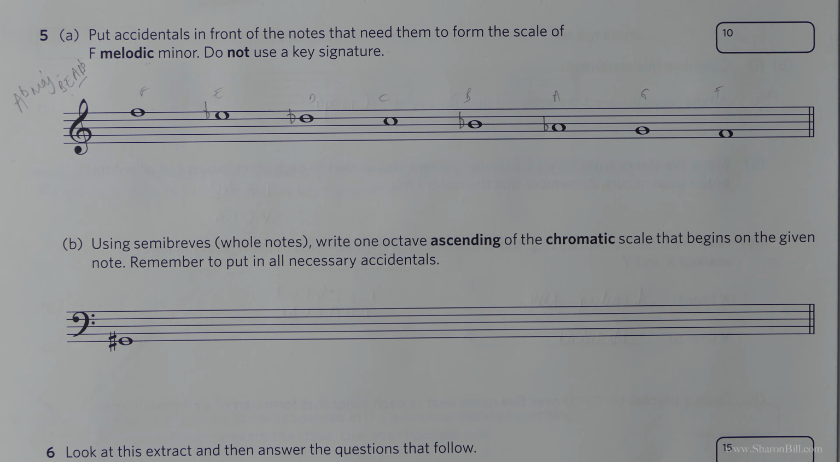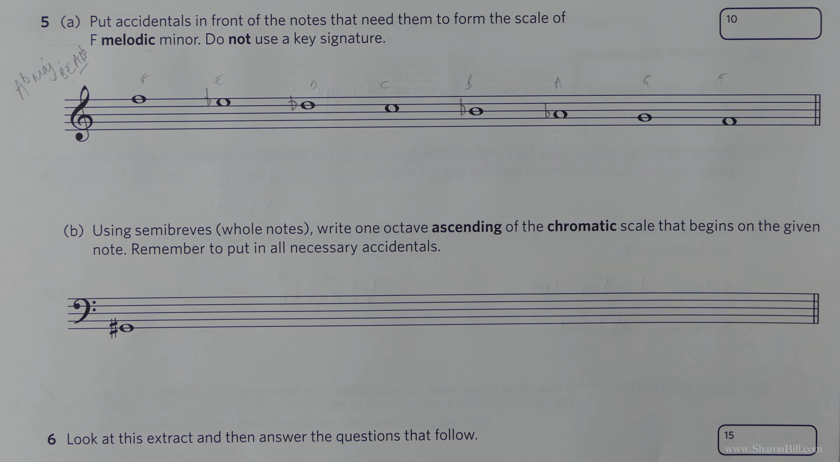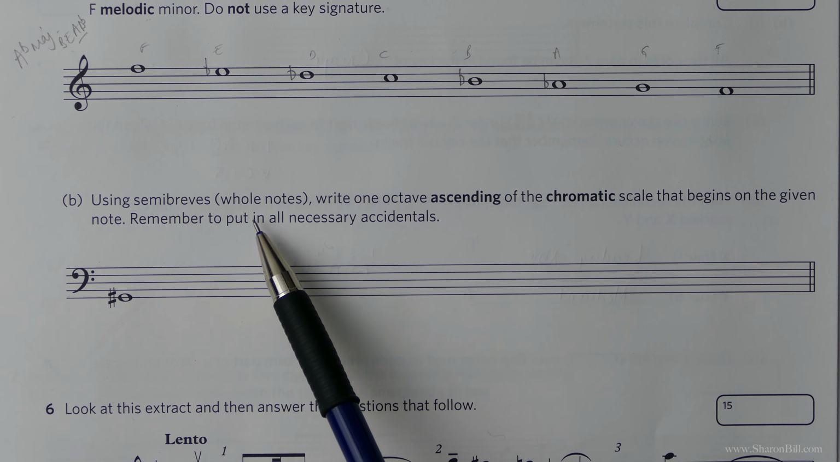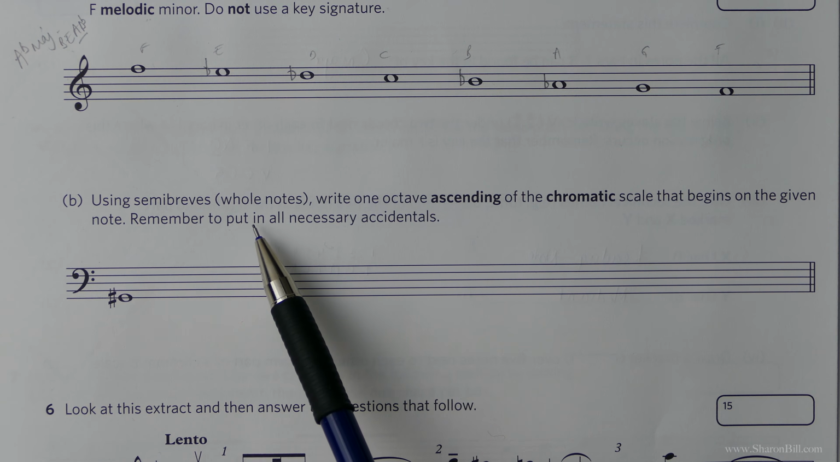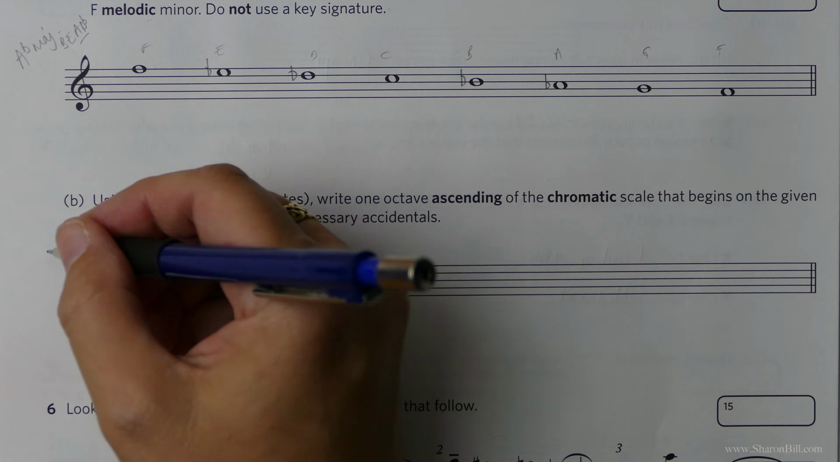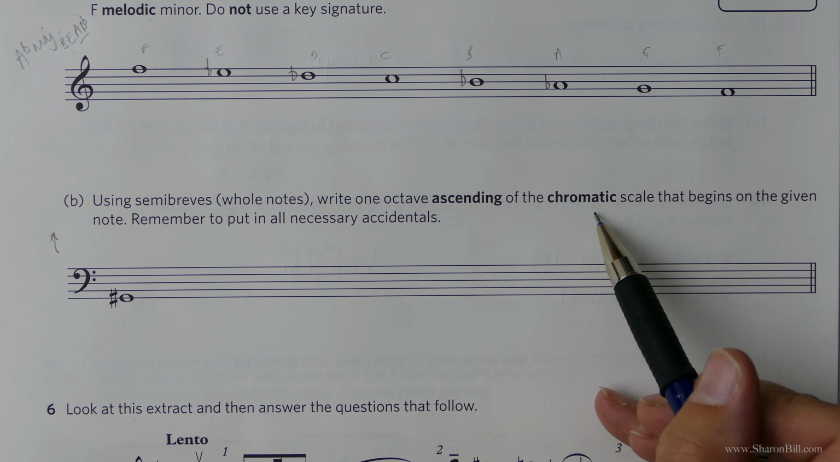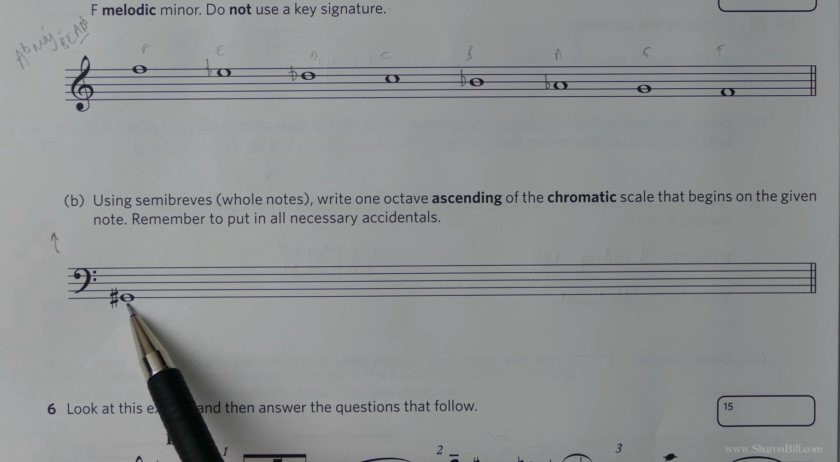So let's move on. And so using semibreves, so we don't have to worry about stems. So we're going to use whole notes and don't need stems. We need to write one octave ascending, so don't forget we're going upwards. And then we're writing a chromatic scale that begins on this note here. That's a G sharp we're beginning on.